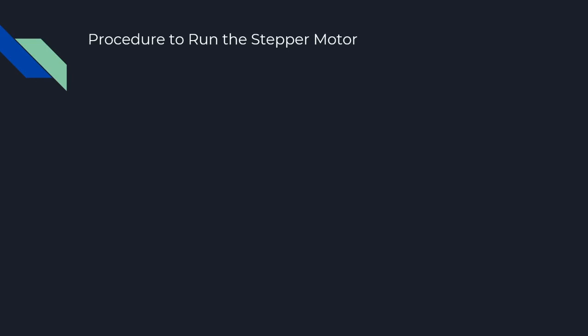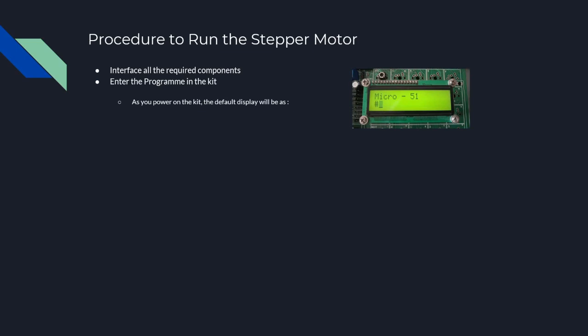Now, what is the procedure to run the stepper motor? How to use the 8051 VI microsystems kit for this particular application? Interface all the required components as shown in the previous diagram. Enter the program in the kit. For entering the program, we need to follow a procedure. First of all, as we power on the kit, the default display will be like this. You will have micro hyphen 51 and there will be a hash symbol and the cursor will be blinking.